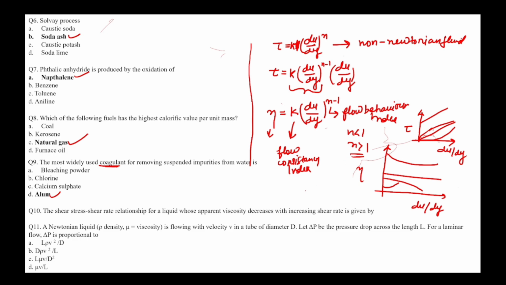If n equal to 1 and tau naught is equal to 0, this becomes Newtonian. If n equal to 1 and tau naught is not equal to 0, then it becomes Bingham plastic, where tau naught is this.